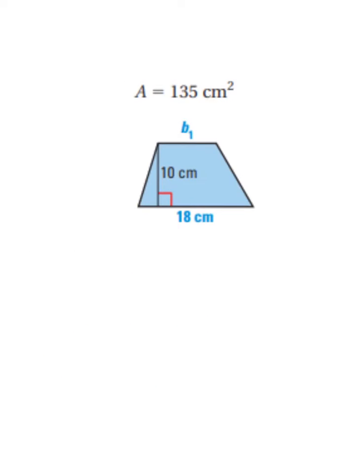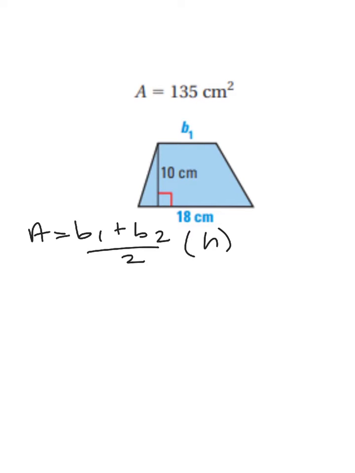So for our next problem, we have a trapezoid. It says the area is 135. We are looking for base 1. We have a height of 10 and base 2 is 18. So our formula for area of a trapezoid is base 1 plus base 2 divided by 2 times the height.